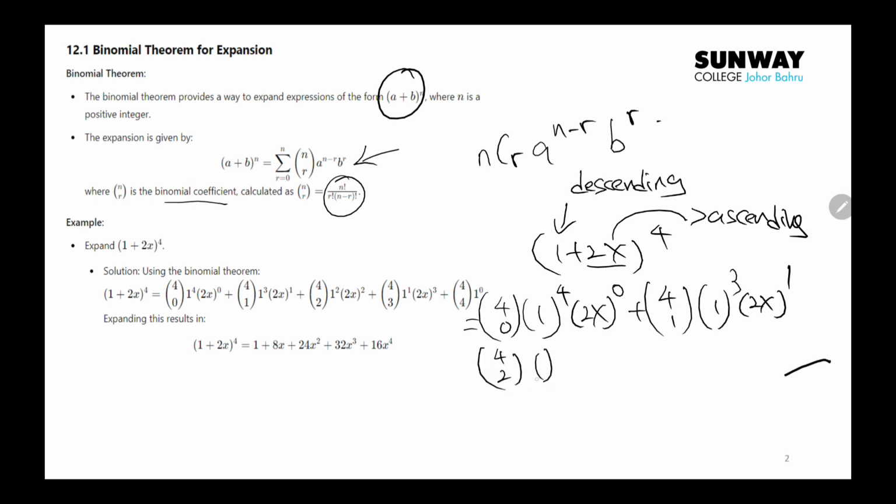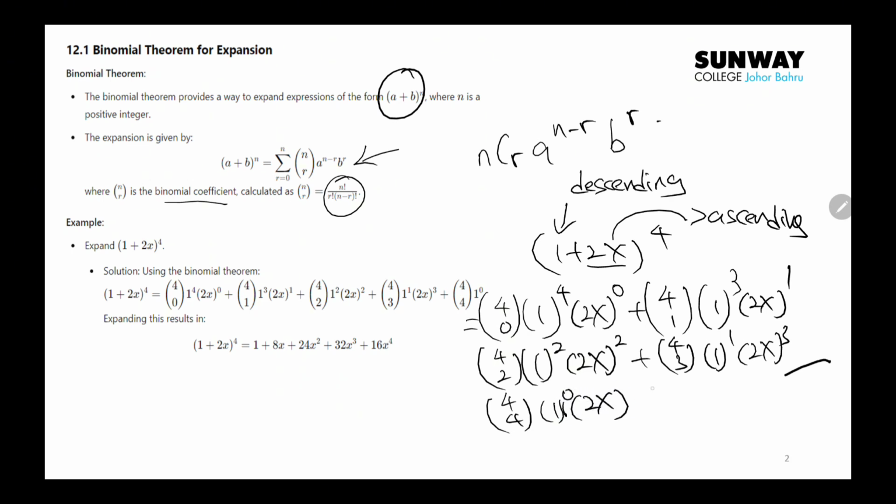4C2, 1 to the power of 2, 2x to the power of 2, 4C3, 1 to the power of 1, 2x to the power of 3, as well as 4C4, 1 to the power of 0, 2x to the power of 4. Okay, there is a missing 2x to the power of 4. And so we would like to expand this, and if you do it correctly using your calculator, you will then get these terms correctly.